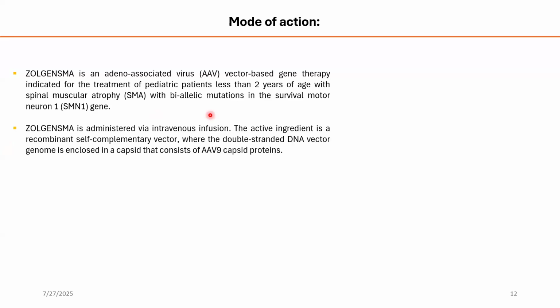So the product is administered via intravenous infusion. The active ingredient is a recombinant self-complementary vector with a double-stranded DNA genome, which is enclosed in a capsid, that is AAV9 capsid protein. As I said before, AAV9 is a serotype of the AAV virus, which is specifically targeted into the CNS, where the main advantage is that it can pass through the blood-brain barrier.